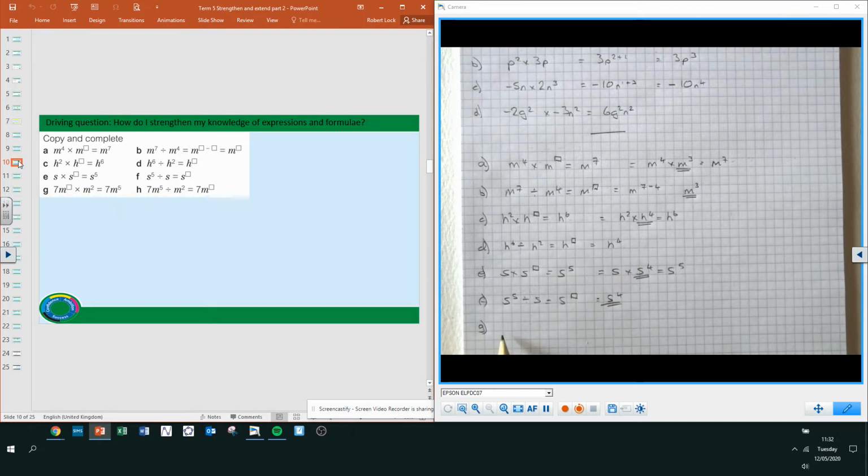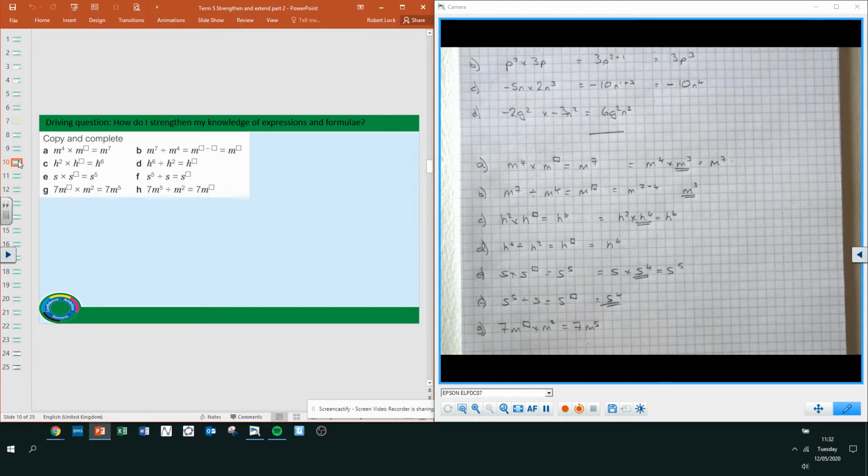G. 7m to the power something divided by m squared equals 7m to the power 5. Powers are added in the multiplying. We've got one missing, so 5 take away 2 makes 3, so 7m cubed times m squared equals 7m to the power 5. There's the answer there.